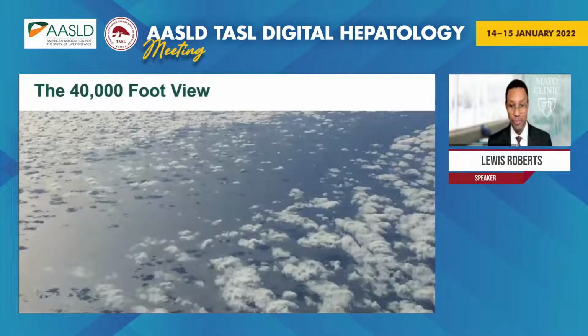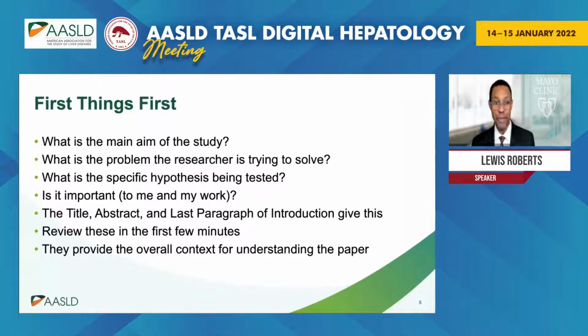So the 40,000-foot view, up here from an airplane window, allows you to see the expanse of the sea and the individual clouds as well. If you were in the midst of one of these clouds, you would see nothing. It would be just white out. So it's good to get above the clouds. You can then see the horizon. So how do you get the 40,000-foot view of a paper?